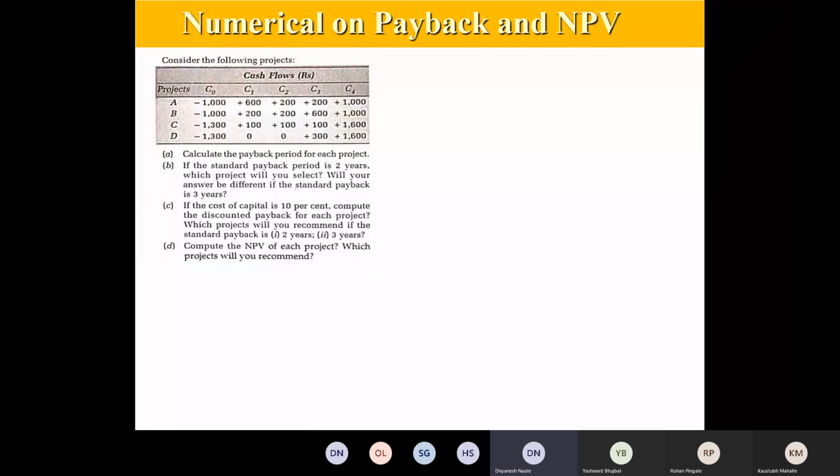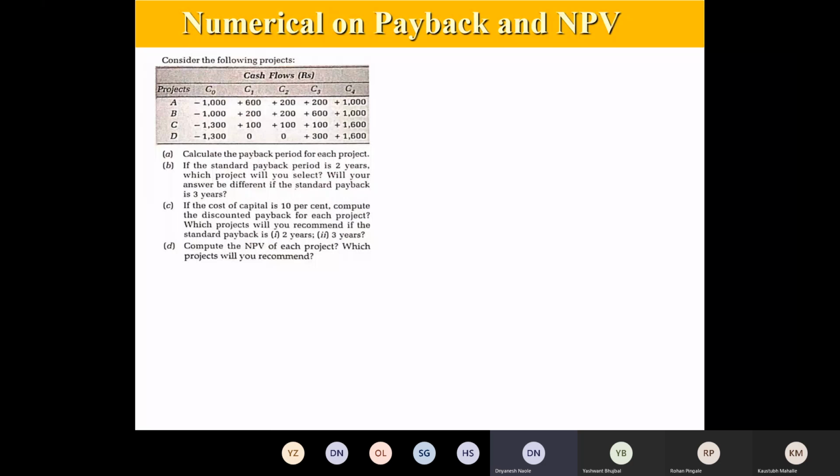So this is a similar type of problem. There are 4 projects with initial investment of 1,000 for A and B, and 1,300 for C and D, and there are cash flows given. First is finding out the payback period for each project. I will show you the calculation of A. You can do B, C, D, and we'll see the answers.